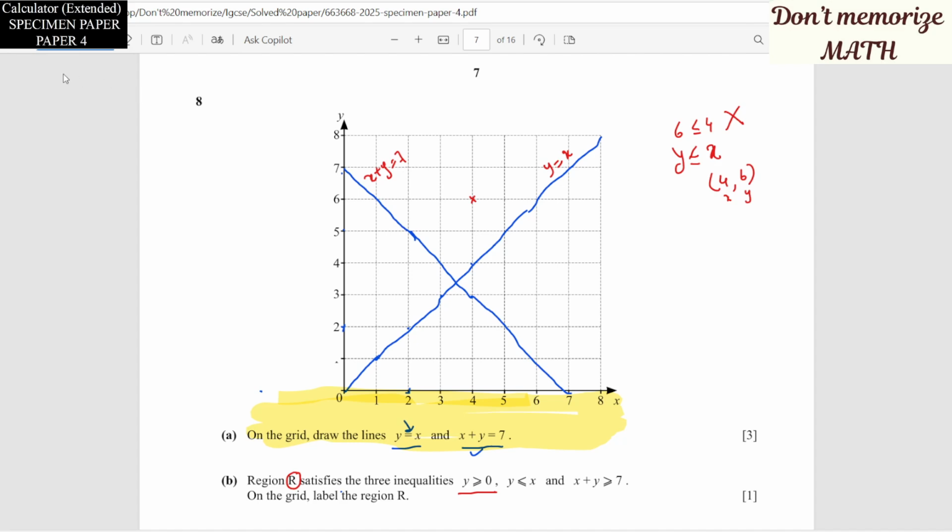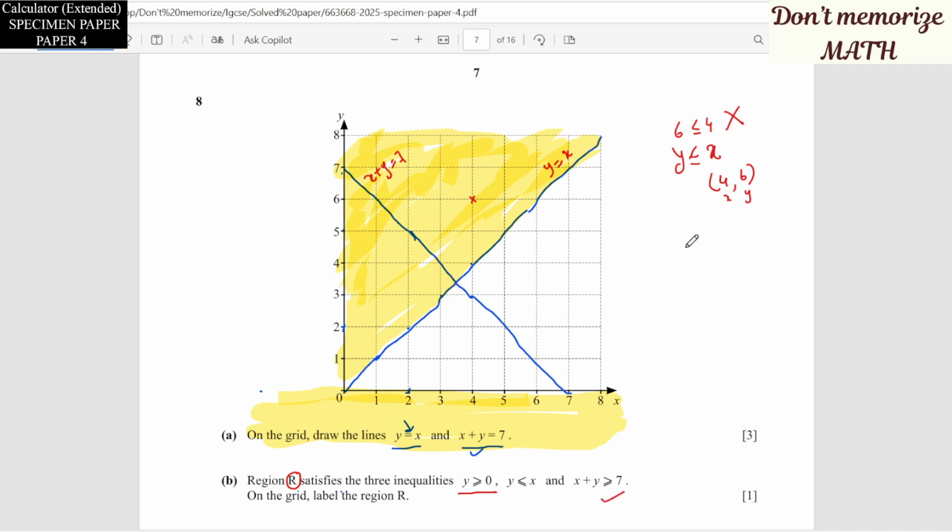Okay, so now we are shading the unwanted region. So you can shade this region. Just use your pencil and shade it first. Don't spend too much time on shading. Just shade it. Make sure they understand which region it is. That's enough. Okay, so take the next inequality.